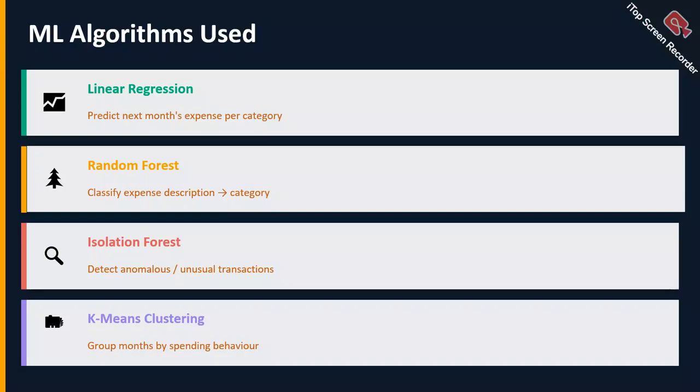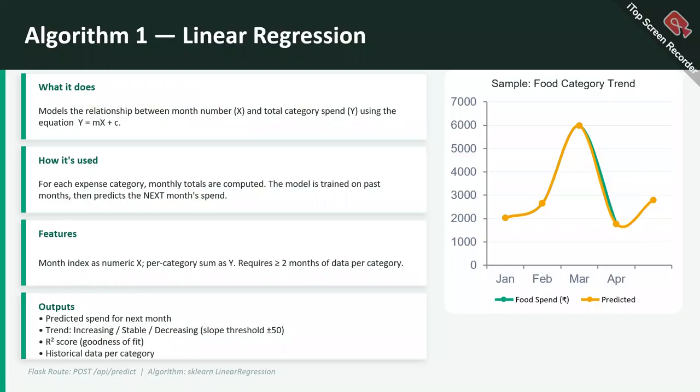The ML algorithms that we have used in this project are four major machine learning algorithms. First is linear regression, which predicts the next month's expense per category. Second is random forest, which is used for expense category classification. Third is isolation forest, which is used to detect anomalies or suspicious transactions. Fourth is k-means clustering, which is used to analyze overall spending behavior patterns. Now we will look at each of the algorithms in detail.